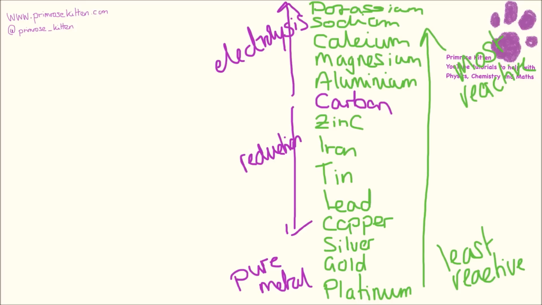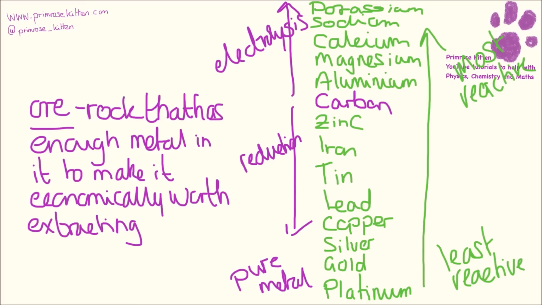Now, as I just mentioned, most of these are found in the earth as ores, spelt like that. An ore is just a rock. And the important thing about ores is that they need to have enough metal in them to make it economically worth the company extracting the metal from it. If it's not going to be economical, then the company's just not going to do it. It's just going to leave the rock, the ore, where it is. Now, reduction is removing oxygen. And electrolysis is purification using electricity.